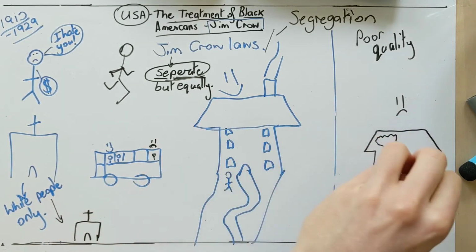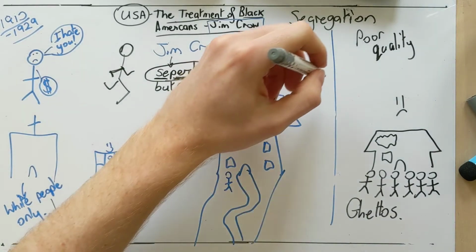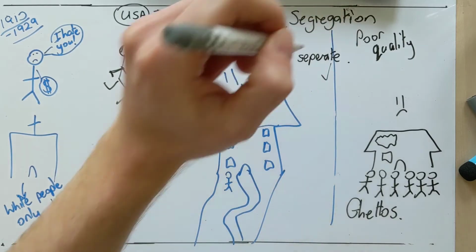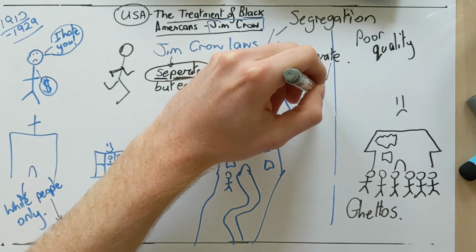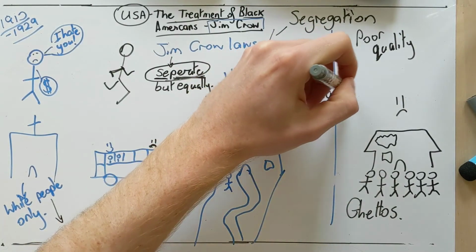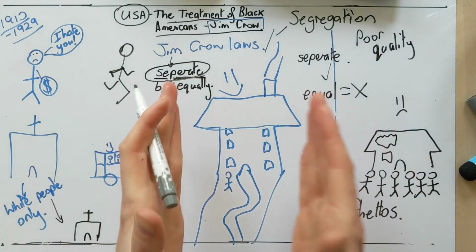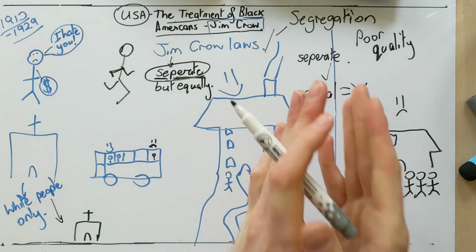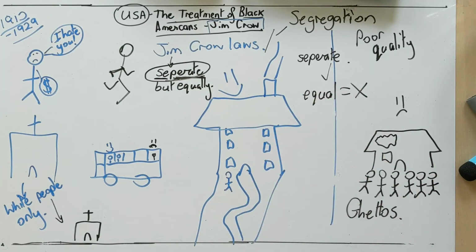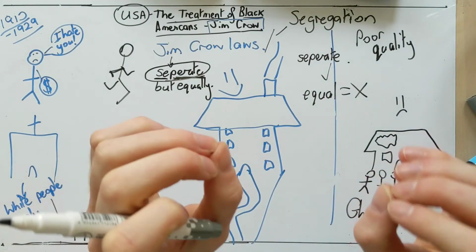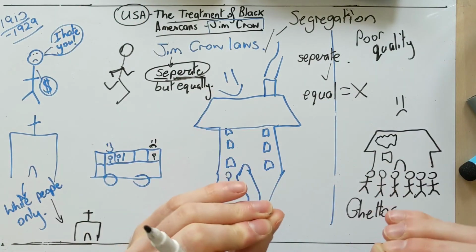Is this separate? Yeah, it's separate. Is this equal? No, it's definitely not equal. Look at it. It's a lovely house, a poor quality house. Right, so it was separate, but it was not equal. And this happened all over America, but mostly in the South.